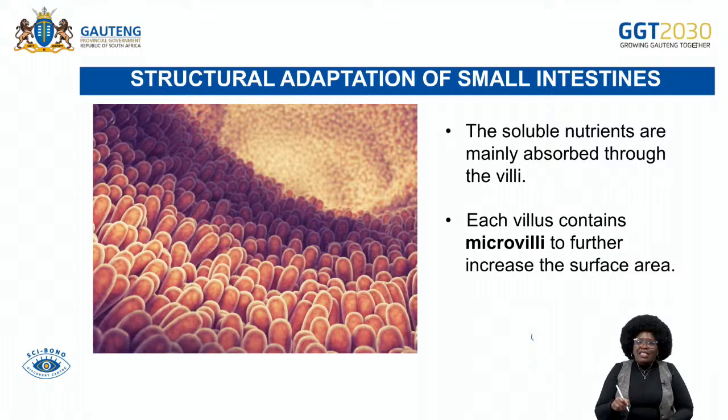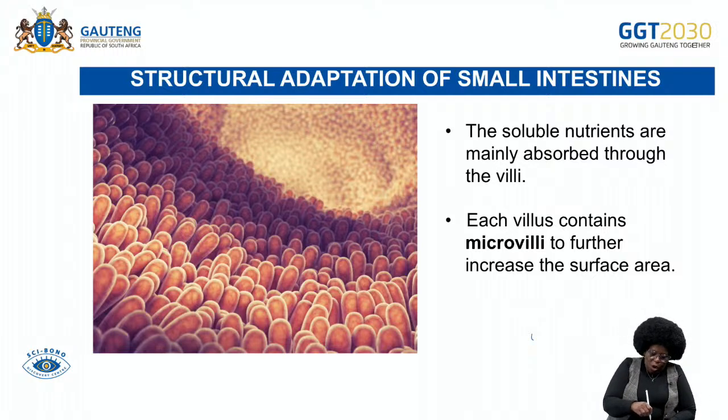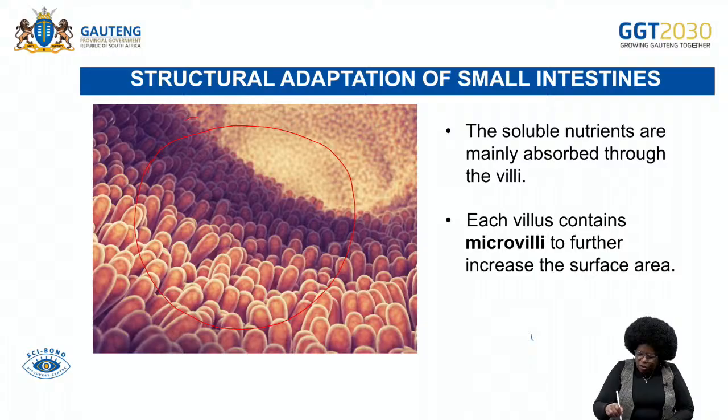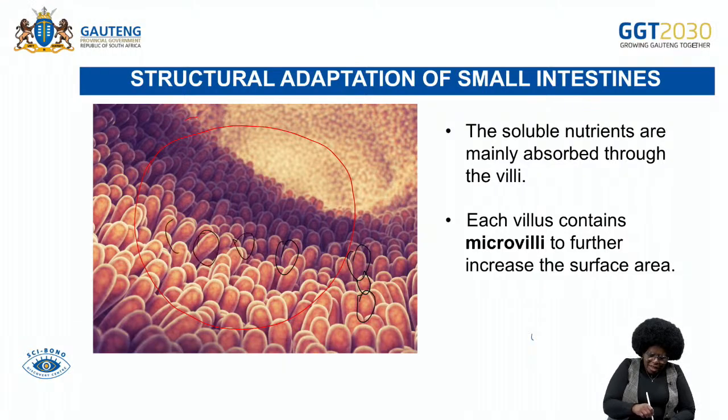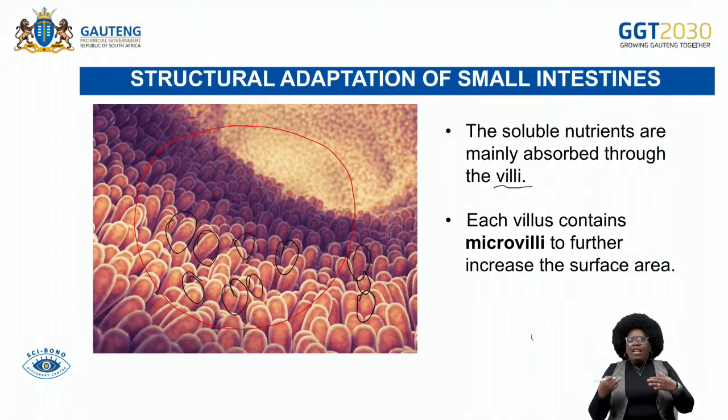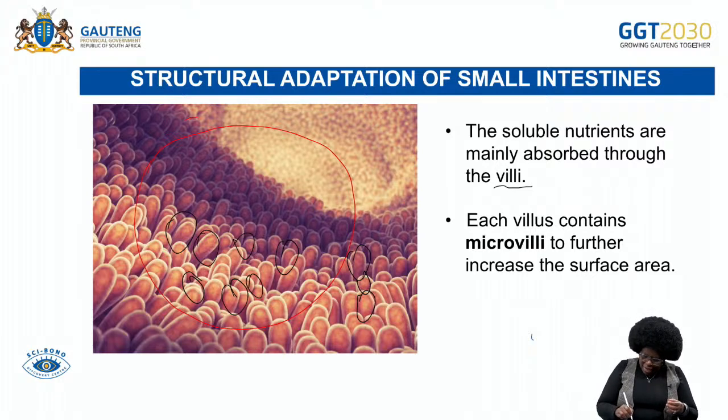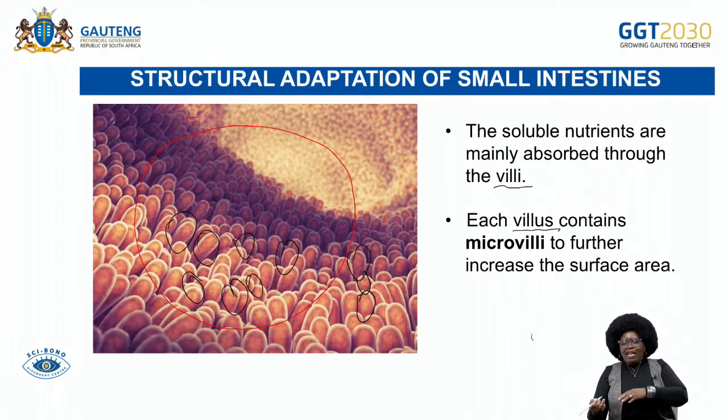The small intestines have got folds, you see. It's a lot. This is overwhelming. You can see we have got a lot of folds, right? So many. And what is so many? We're talking about villi, because soluble nutrients are mainly absorbed through the villi. Villi is the plural form of villus. So one villus but many villi.